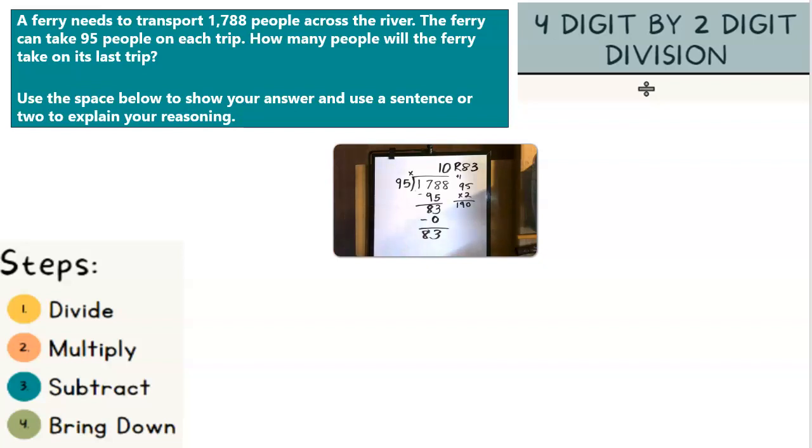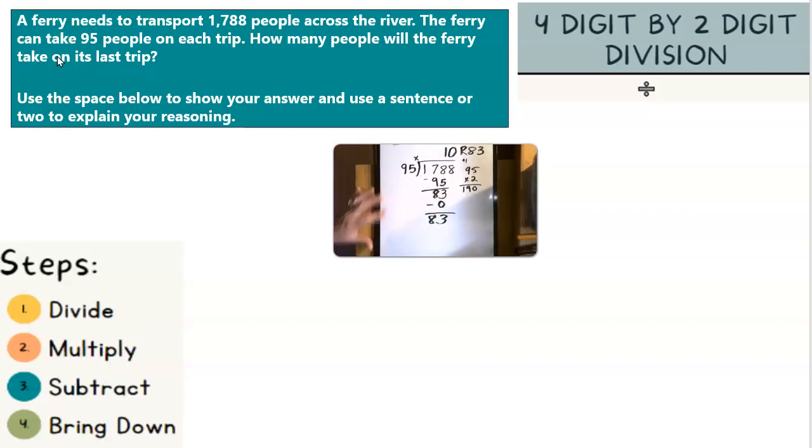So let's get back to what the question is asking us. I know I have 10 trips on the ferry and there's a remainder of 83. Well, that remainder is going to tell us what? Let's read this question one more time. A ferry needs to transport 1,788 people across the river. The ferry can take 95 people on each trip. How many people will the ferry take on its last trip? So the last trip is going to carry 83 passengers.